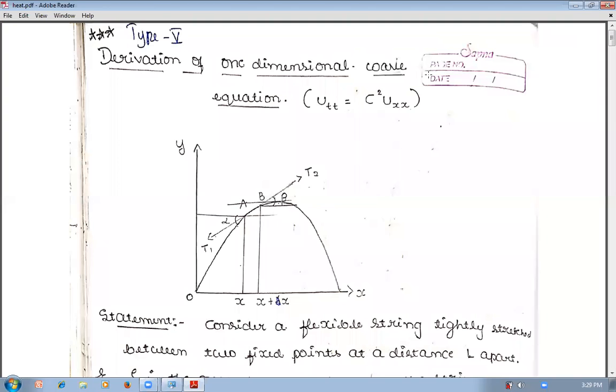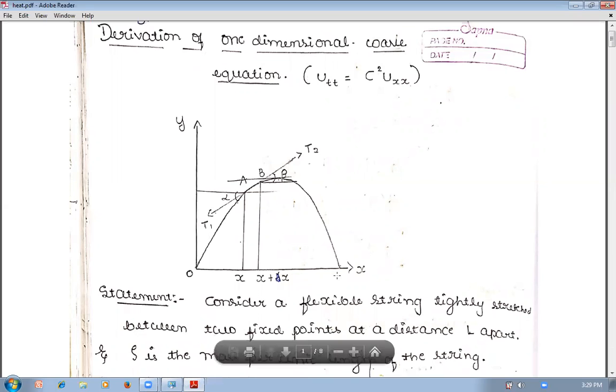This is my fifth video. Here I will explain general solution and derivation for one-dimensional heat equation and wave equation. Wave equation is u_tt = c² u_xx, nothing but ∂²u/∂t² = c² ∂²u/∂x², where c² is a constant.